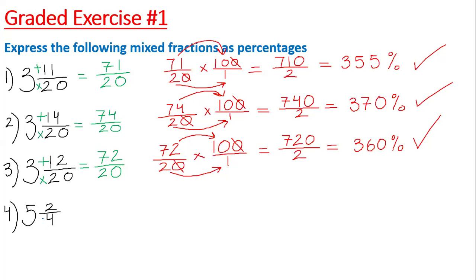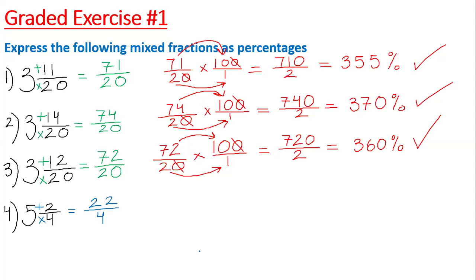Let's do it together. So Sasha, you're saying 5 times 4 is 20, plus 2 is what? 22. 22 over 4. I put that over 20, I didn't put that over 4. 5 times 4 is 20, 20 plus 2 is 22, so it's 22 over 4. That was wrong, Mr. Petit.